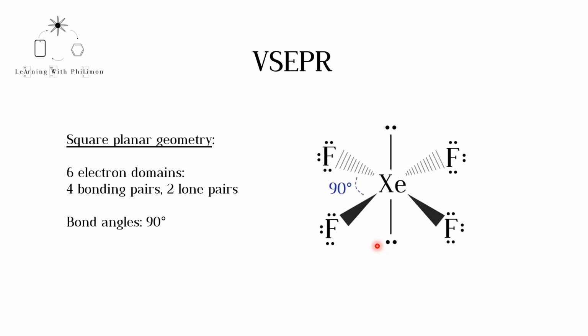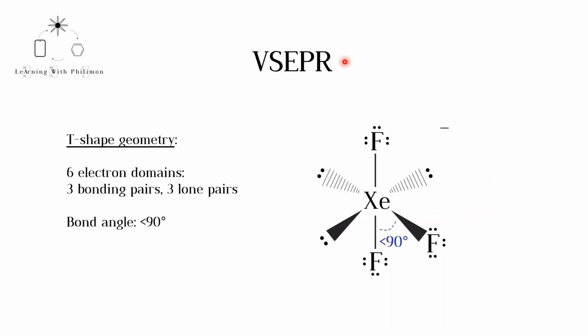There are 6 electron domains around xenon. As there are 4 bonding pairs and 2 lone pairs, the molecular geometry is called square planar. This is similar to the octahedral geometry, but there are lone pairs of electrons on the vertical axis instead of bonding pairs. As the repulsion from both lone pairs is equal, the bond angle remains at 90 degrees. Remember that all these 4 fluorine atoms are in the same plane.